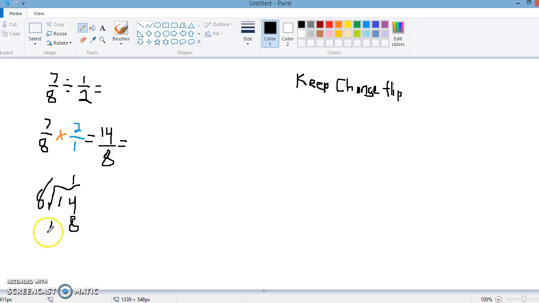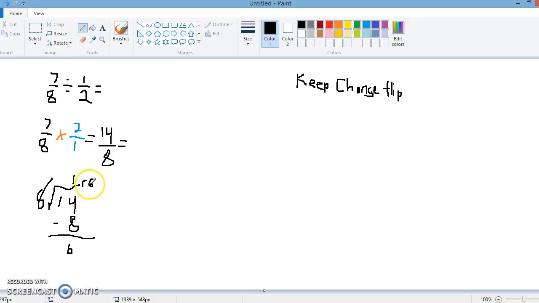Sorry guys, that should be subtraction. So 14 minus 8, we get 6. So 8 goes into 14 one time with a remainder of 6.